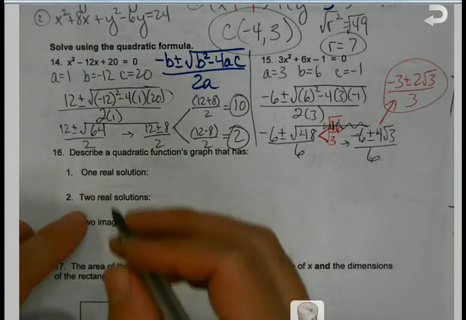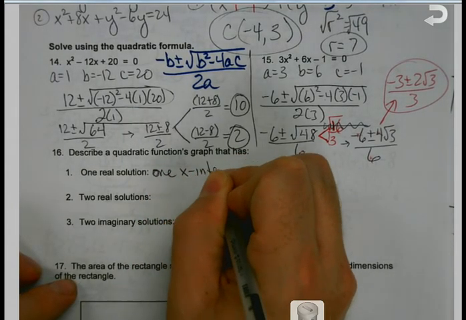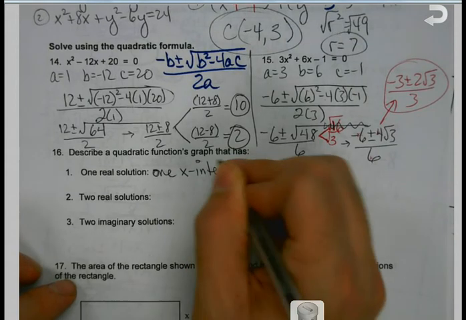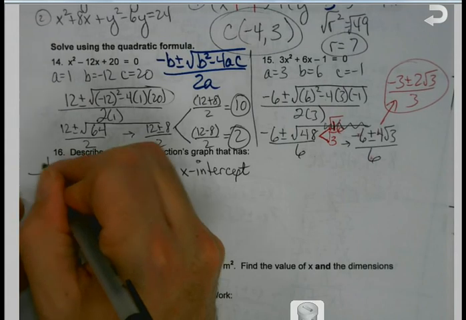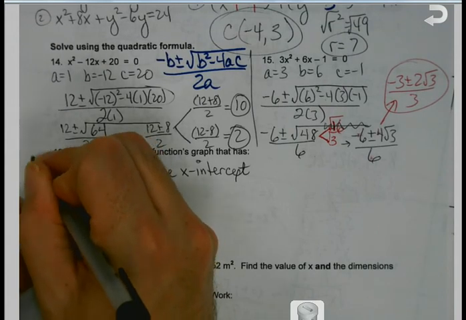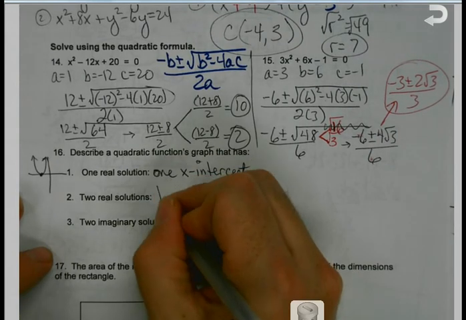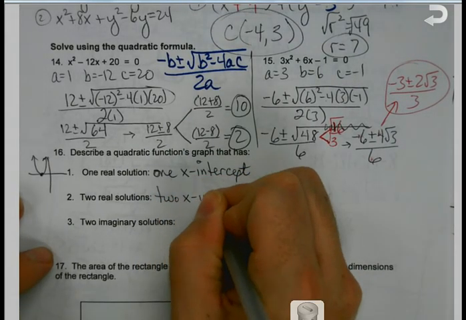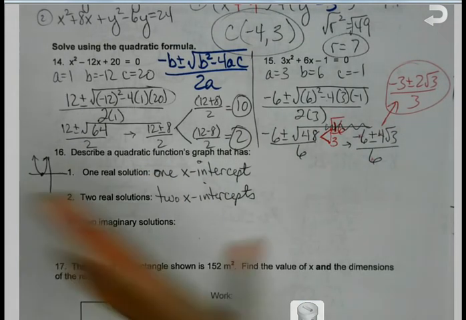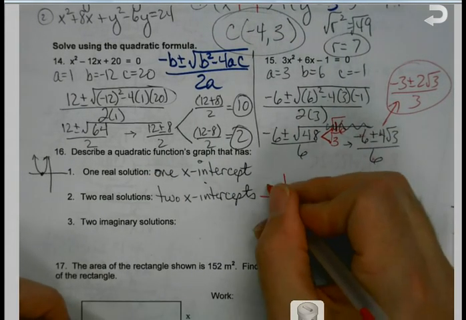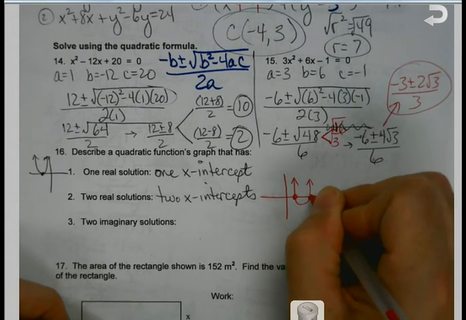One real solution basically just means it has 1 x-intercept. The parabola is just going to touch the x-axis 1 time. So if I had a picture of that, it would look something like this, where it only touches in that one place. 2 real solutions means 2 x-intercepts, like we were talking about. So if I was drawing a picture of that one, it may look something like this, where there's 2 places that it's going through.